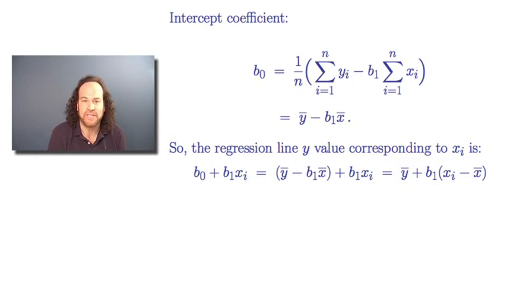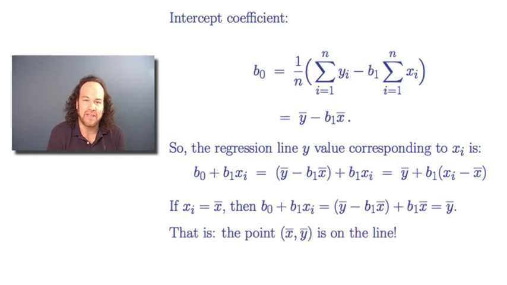One thing it means in particular is that if it so happened that xi was equal to x bar, that is, if we started at an x value right at the mean, then the corresponding y value, as you can see, would also be equal to y bar. So it means that the point (x bar, y bar) is actually on the line of best fit. So we can see that this line that tries to match up all the points as well as possible always goes right through the mean of x and mean of y. That's always going to be a point on the line. Okay, so that's a little something about the intercept coefficient.